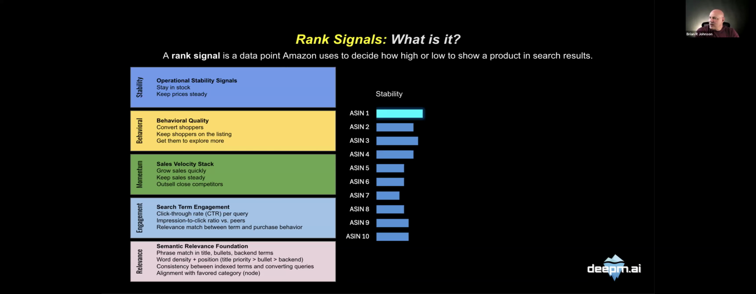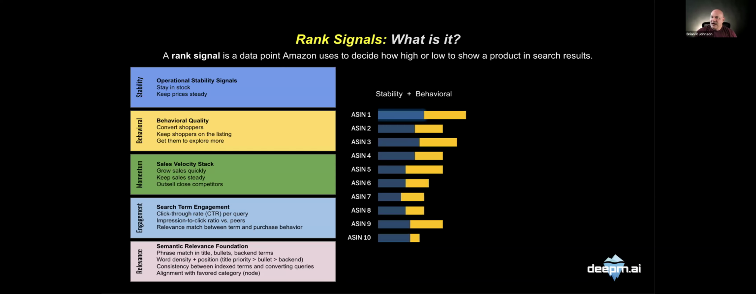All right. So stability. Okay, that's one. Now let's keep this moving forward. Behavioral things like, are you keeping the shoppers on the listing? We don't really have a feedback loop from Amazon, but Amazon is paying attention to it. That's more something we can measure off Amazon. Are they exploring? Are they navigating throughout, clicking on images? Are they zooming in? Are they watching the videos? Are they navigating to the A plus content? All of these things are the behaviors that shoppers do.